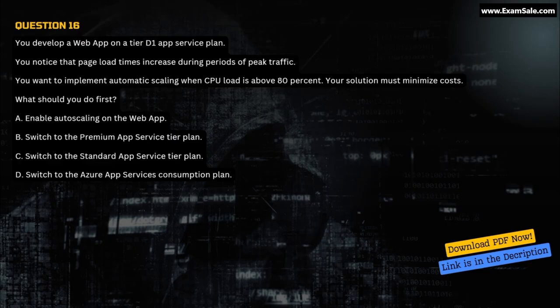A. Enable auto-scaling on the web app. B. Switch to the Premium App Service Tier plan. C. Switch to the Standard App Service Tier plan. D. Switch to the Azure App Services Consumption plan. Correct answer, C. Switch to the Standard App Service Tier plan.